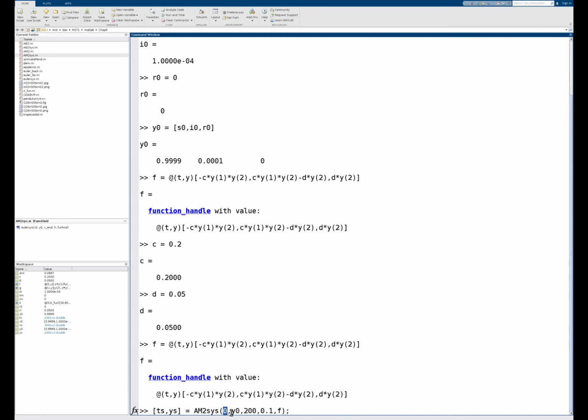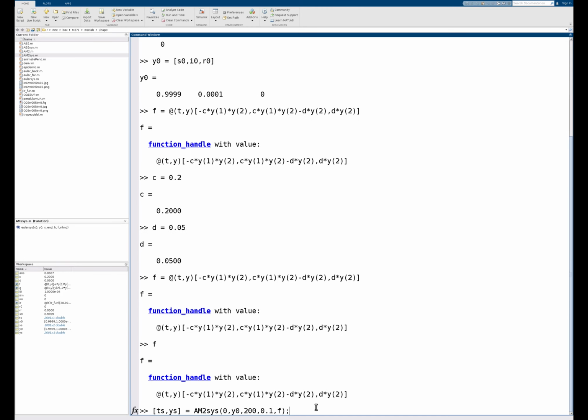We'll start at time 0. The initial y vector is y0, which we defined above. We'll run it for about 200 days. I think that's enough to get a good idea of what's going on. And I'll use h of 0.1. I think we saw that seemed to be adequate to get a good, reasonably accurate approximation. And we're using our function f that defines the ODE, right? That y prime equals f of t, y. Okay, let's try it.